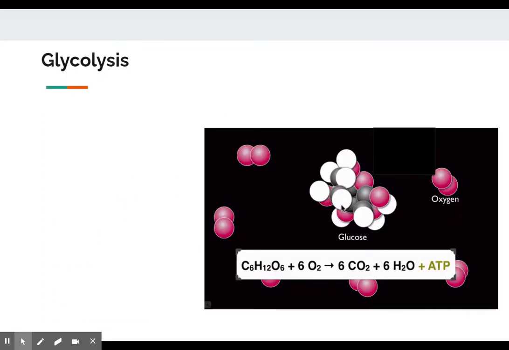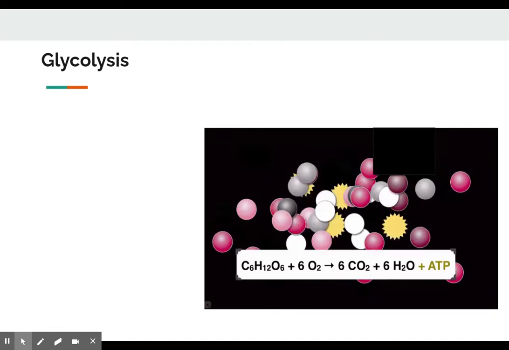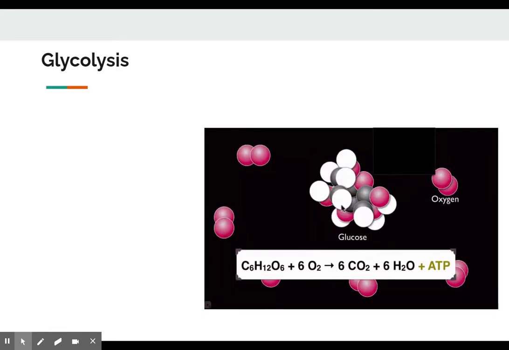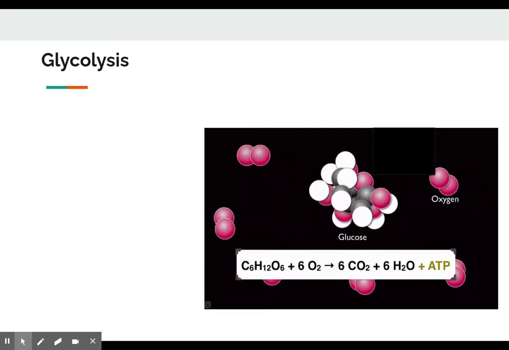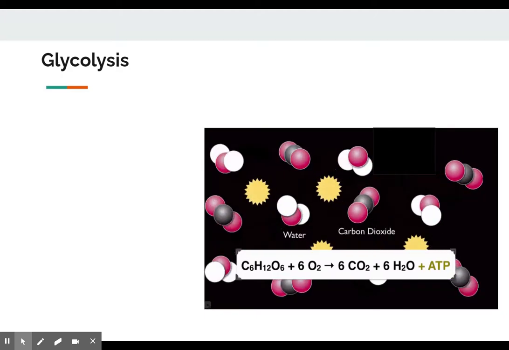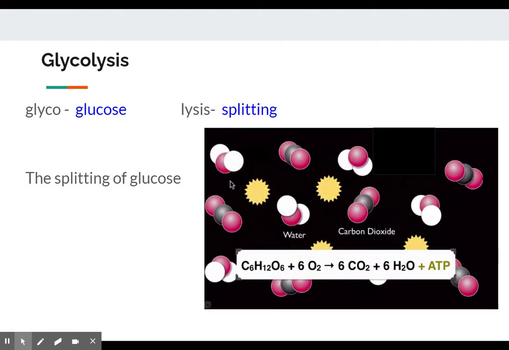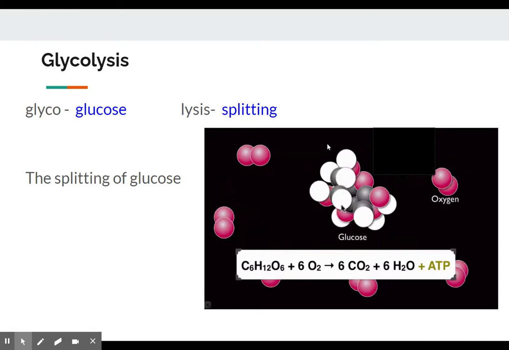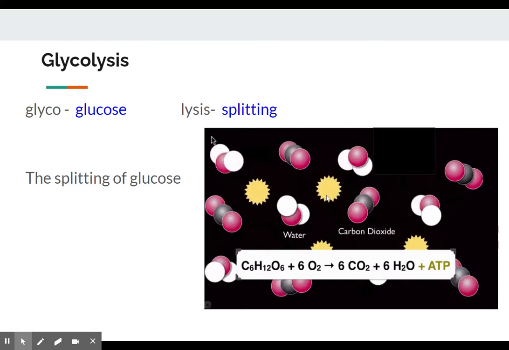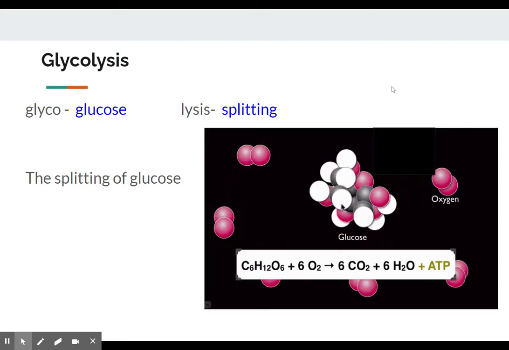So let's focus a little bit more on glycolysis. What I want you to do now is pause the video and break down the word glycolysis. What does glyco mean? Write that down. And what does the word lysis mean? Write that down. Go ahead, pause and do it now. All right, so hopefully you said glyco means glucose and lysis means to split or break down. So we're literally taking glucose and breaking it apart. That's what's happening in glycolysis, the breaking down of glucose.